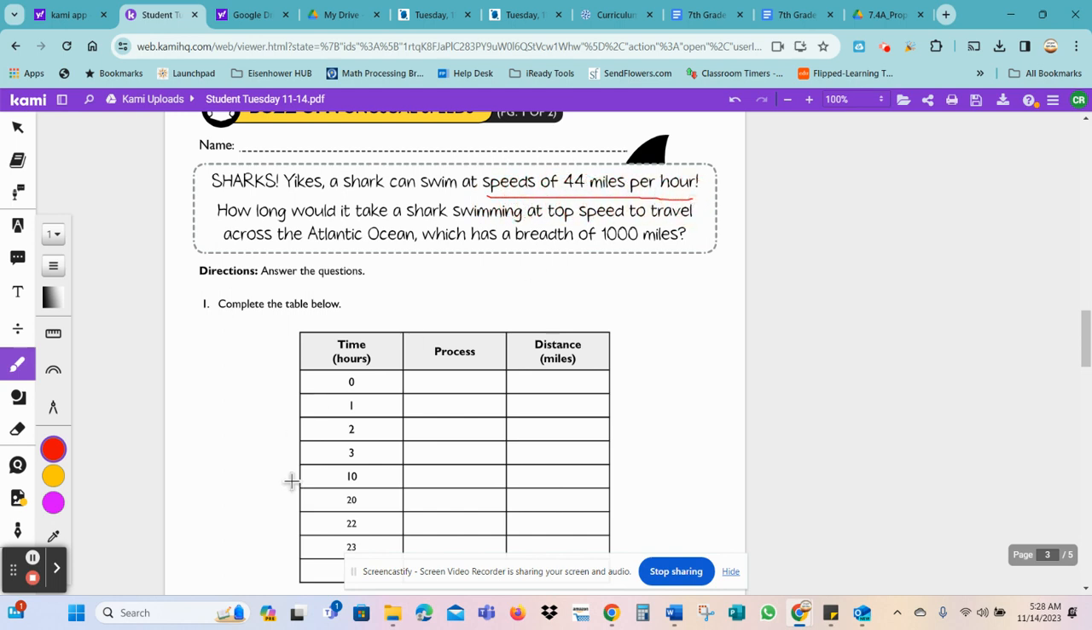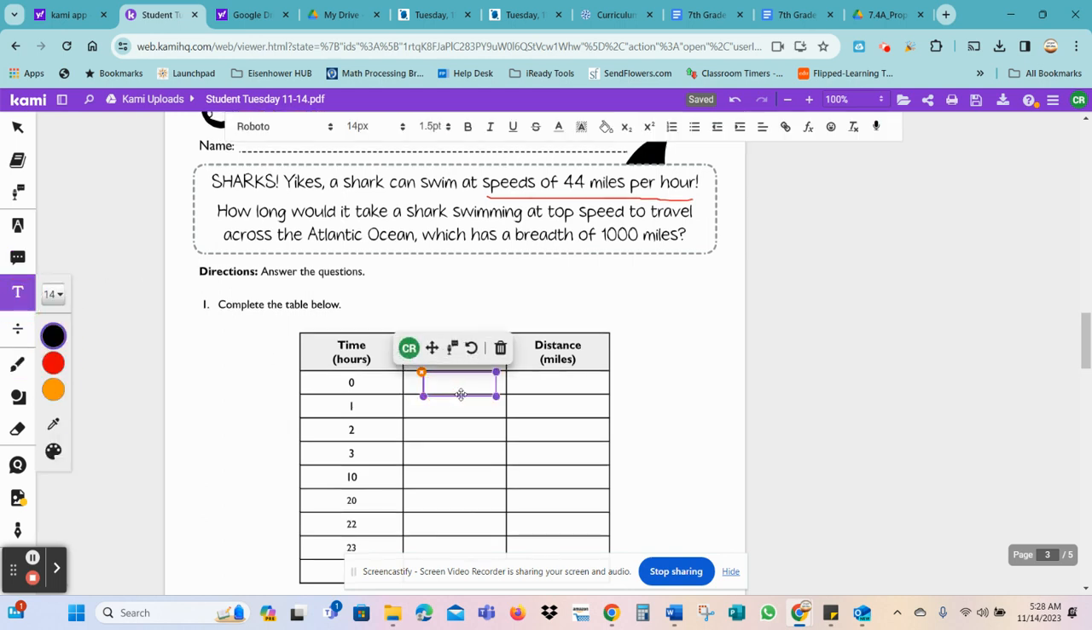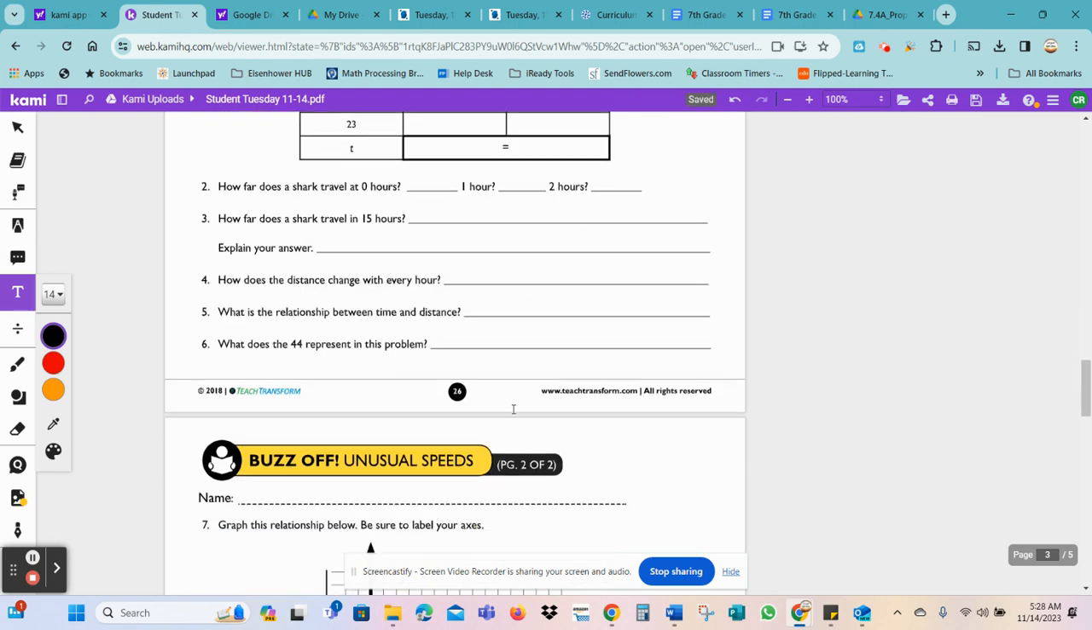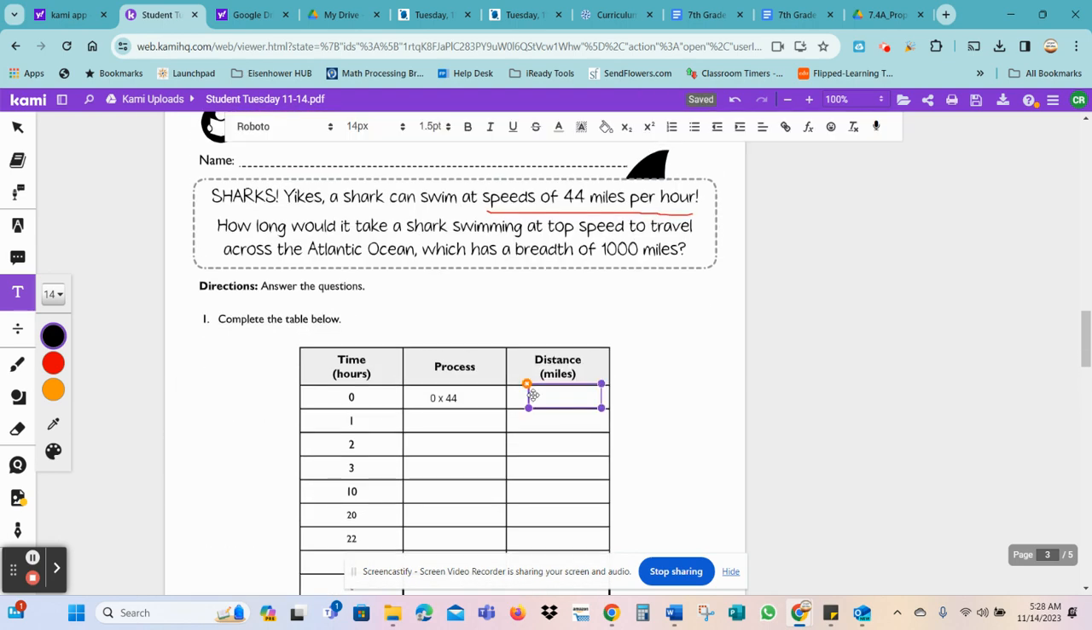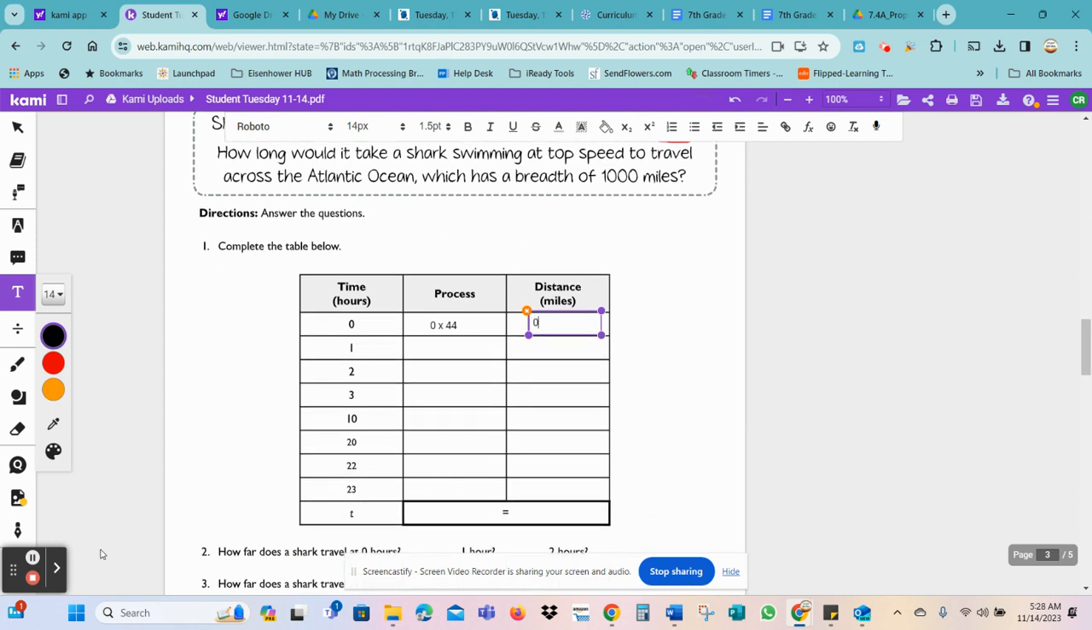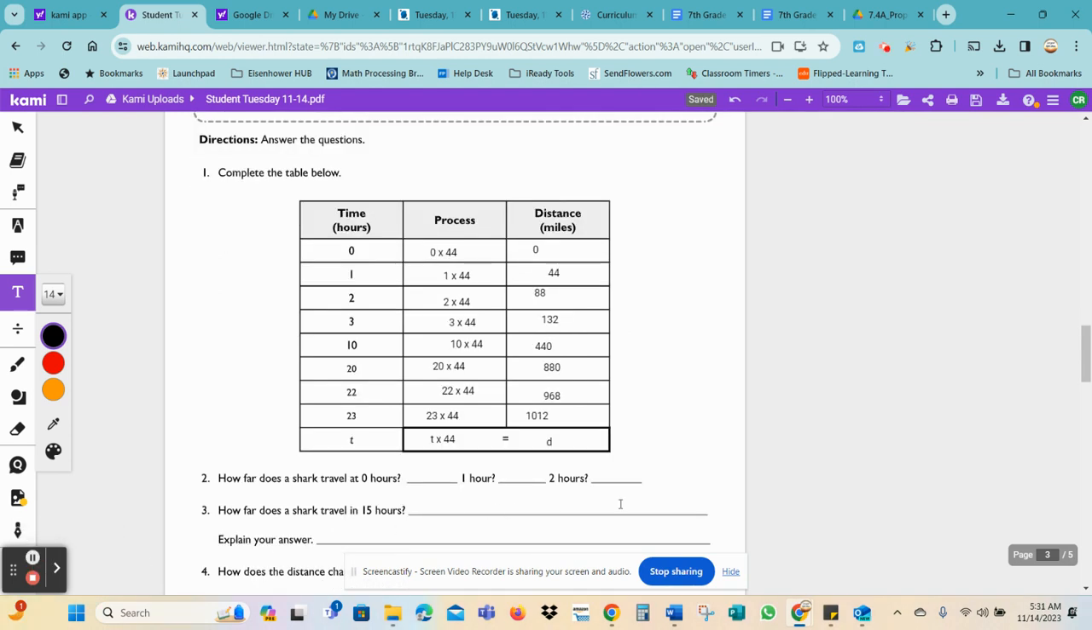So that's important information. And remember, you're going to have the time, which is 0, times its speed, which is 44 miles an hour. So the distance here would be, yikes, zero, right? All right, so go ahead and finish filling out the rest of it. Pause the video and fill it out.